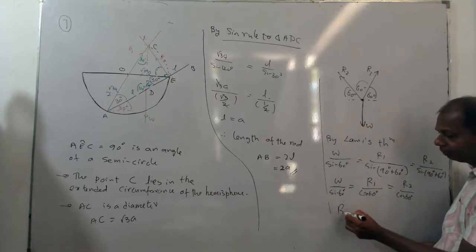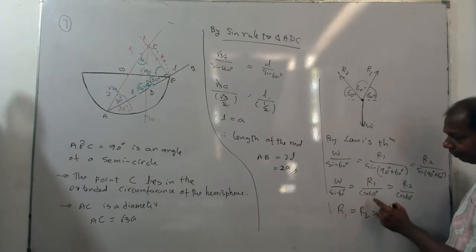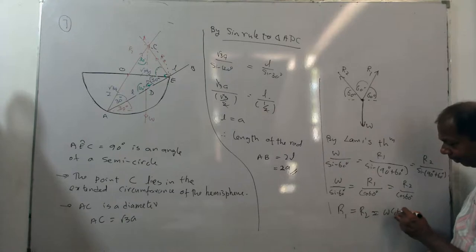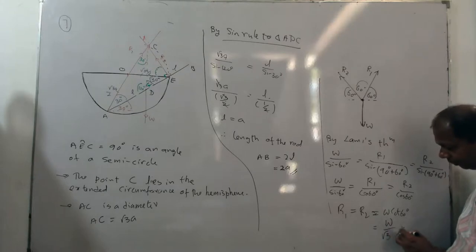You get the same value: W cot 60. Cot 60 is 1 over root 3. It's W over root 3. Same as tan 30.